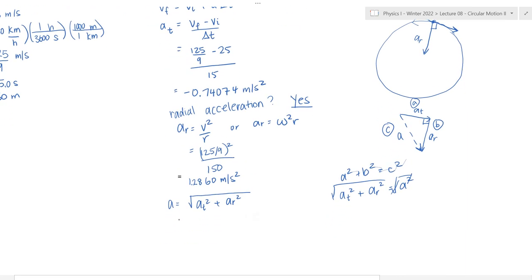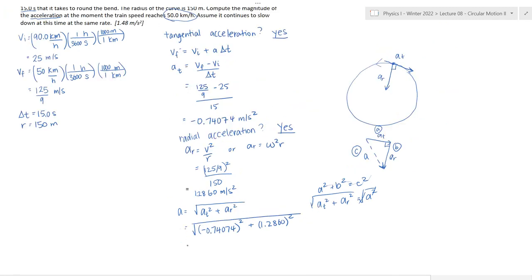And now I can put my numbers in. So AT, it doesn't matter whether I put the negative in or not, but if I do, I have to remember to put it in brackets so that when I square it, it becomes positive. And then I can just type all of this up on my calculator. And I get 1.48 meters per second squared.